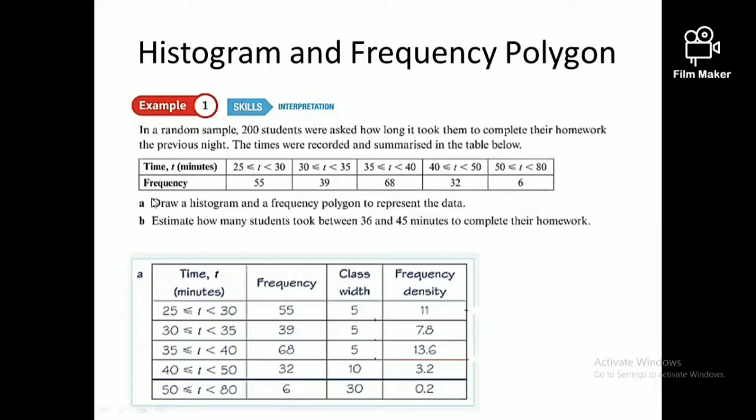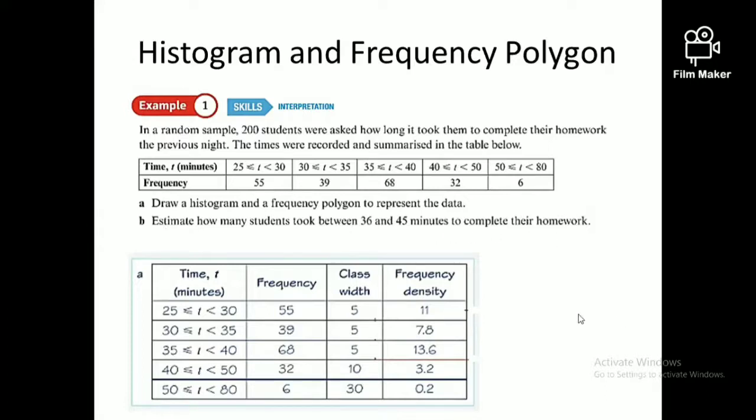Then in this question, a random sample of 200 students are asked how long it took them to complete their homework the previous night. The times were recorded and summarized in the table below. Draw a histogram and frequency polygon to represent this data. How to represent this data? Later on we'll come to how to draw the frequency polygon. Initially, let's try to draw the histogram or frequency density graph.